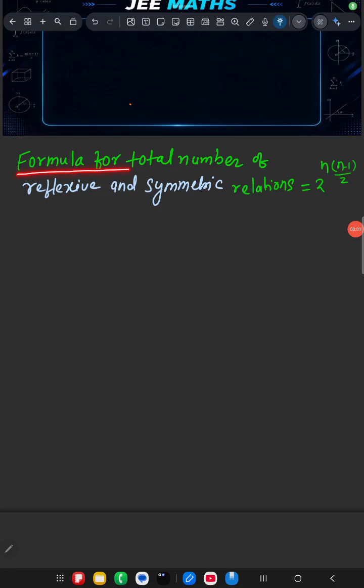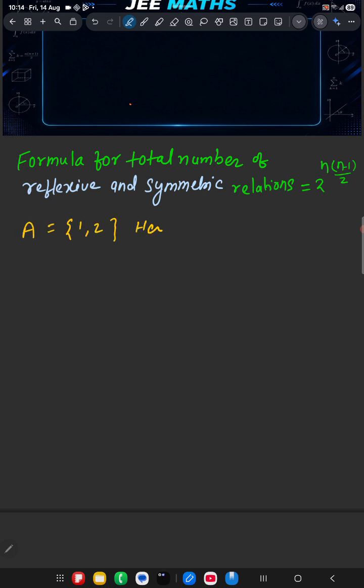Let us learn the formula for the total number of reflexive as well as symmetric relations. Its formula is 2 raised to the power n(n minus 1) upon 2. Now let us see how it happens, and we will deal with it using a set containing two members, that is, let A be equal to {1, 2}. So here again n is 2. According to this formula, 2 into (2 minus 1) upon 2, the 2s cancel, so there will be 2 raised to the power 1, that is 2.